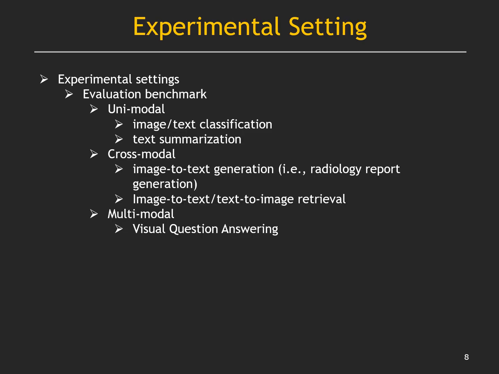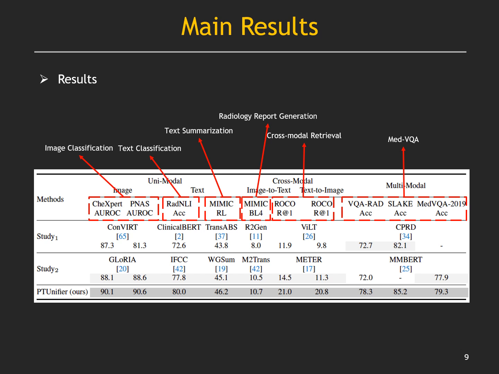We conduct experiments on three types of tasks: unimodal tasks, including image or text classification and text summarization; cross-modal tasks, including image-to-text generation and cross-modal retrieval; and multimodal tasks, including medical visual question answering. Experimental results show that the pre-trained model can achieve promising performance across different tasks and datasets.